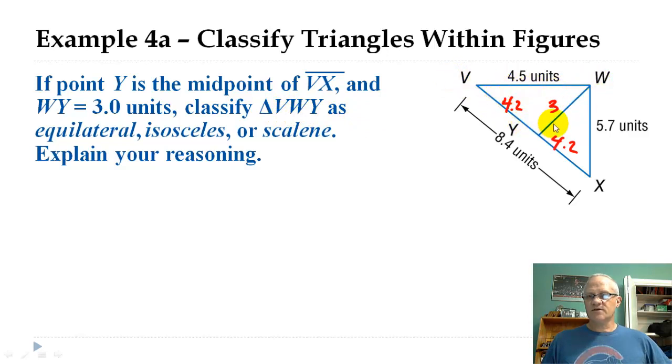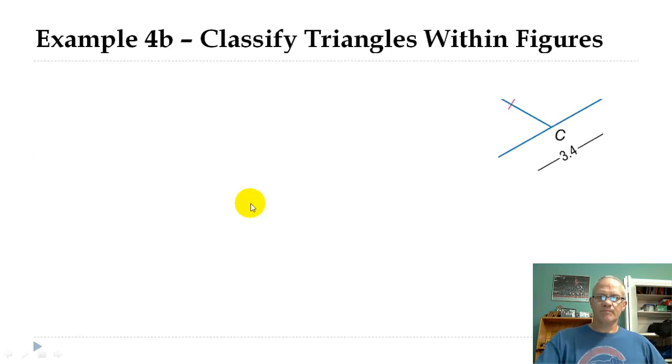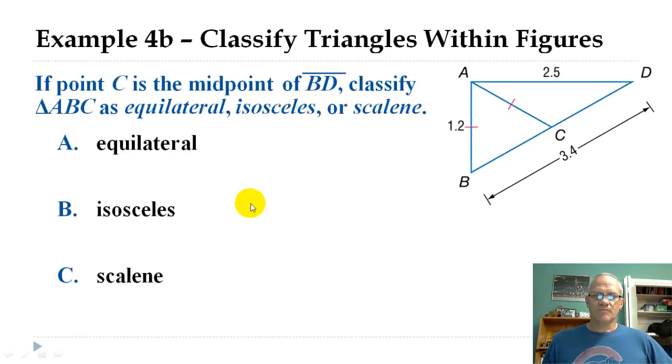VWY, that's this one right here. We'll look at the sides. 3, 4.2, 4.5. Are any of those the same? No. So since none of these are the same, we would call this scalene. Okay, scalene triangle, because none of them are the same. All right, how about this one?